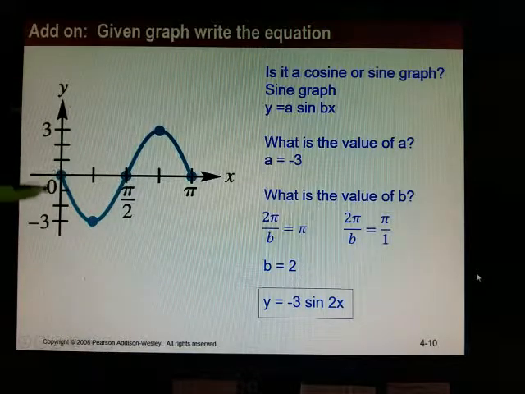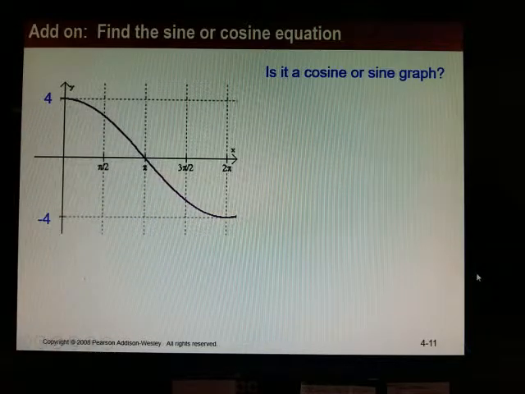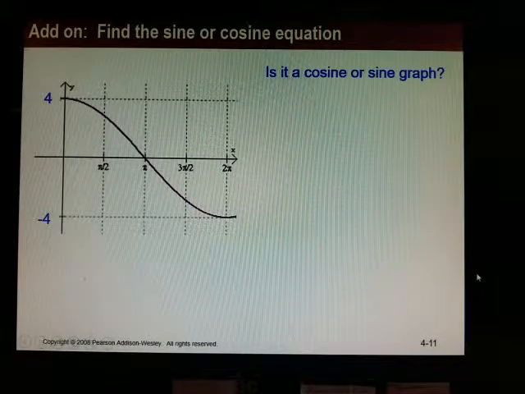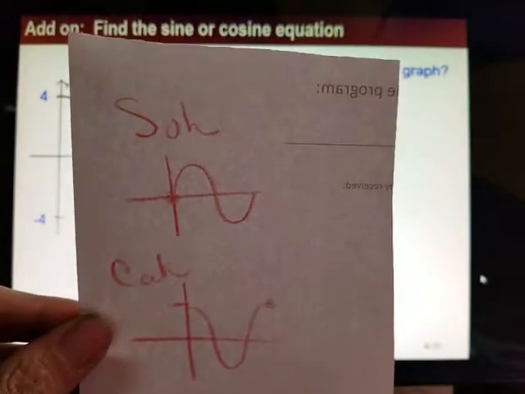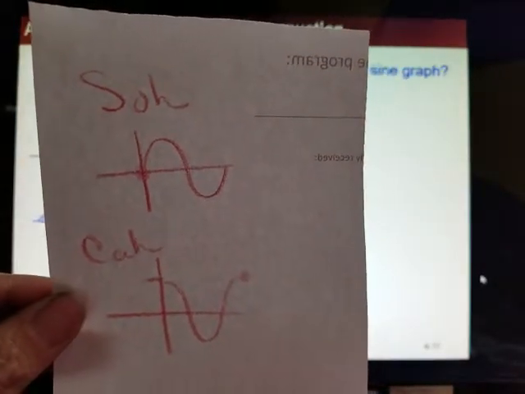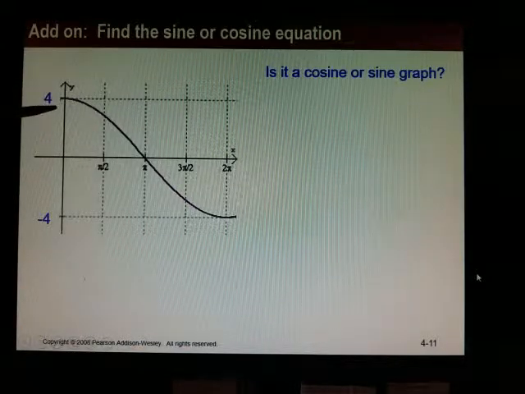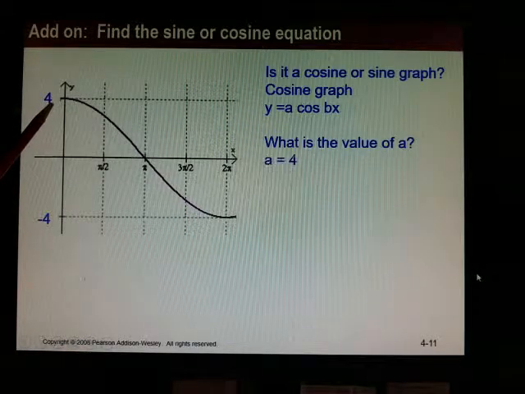Now, sometimes they don't give me the full graph. Sometimes they give me just part of the graph. So again, I have to ask myself, is this a sine graph or is this a cosine graph? Does it start at 0 or does it start at the value of a? Hopefully you're thinking, oh, it starts at the value of a. That is correct. So remember the statement SOHCAHTOA, sine starts at 0 and the cosine starts at the value of a. So this graph starts at the value of a. That means my a is 4 in this situation, and it's a cosine graph.